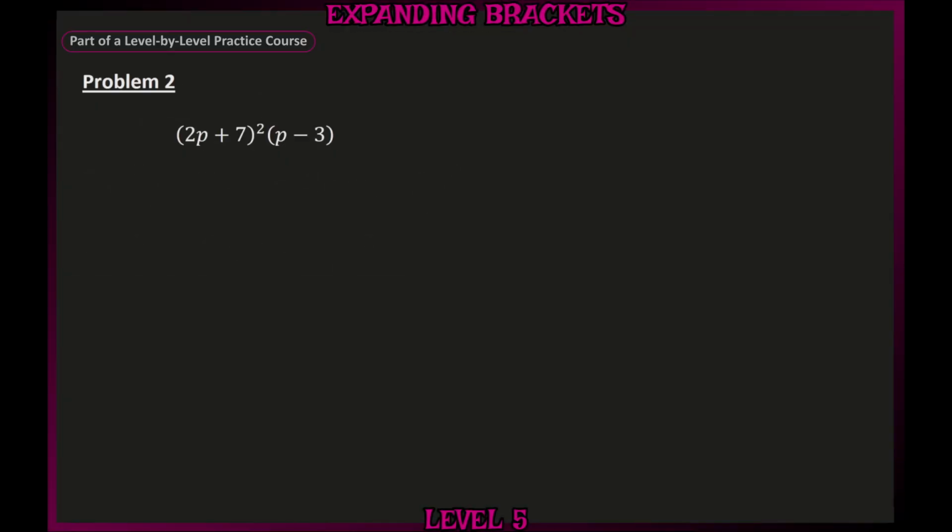In problem 2, we're expanding 2p plus 7 squared multiplied by p minus 3. Now to start, squaring a bracket means we're multiplying the bracket by itself. So we can rewrite this as 2p plus 7 multiplied by itself, so 2p plus 7 again in the next bracket, multiplied by p minus 3.